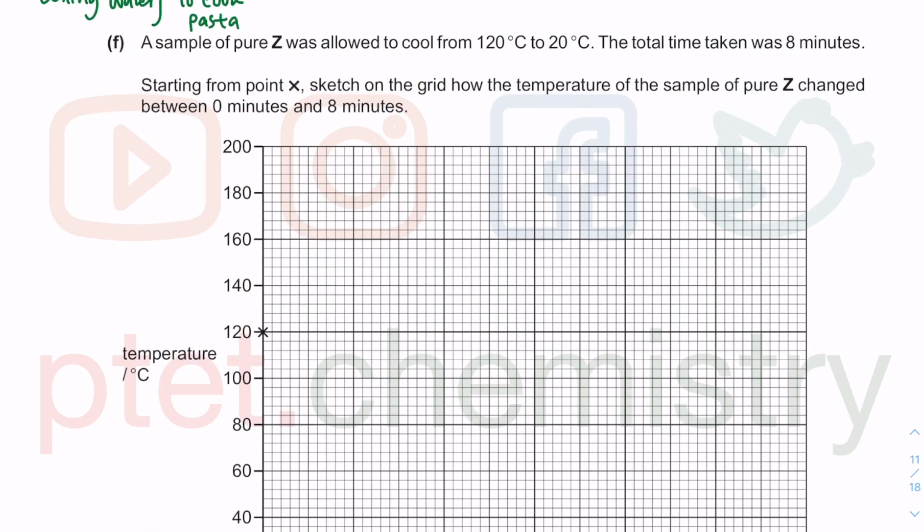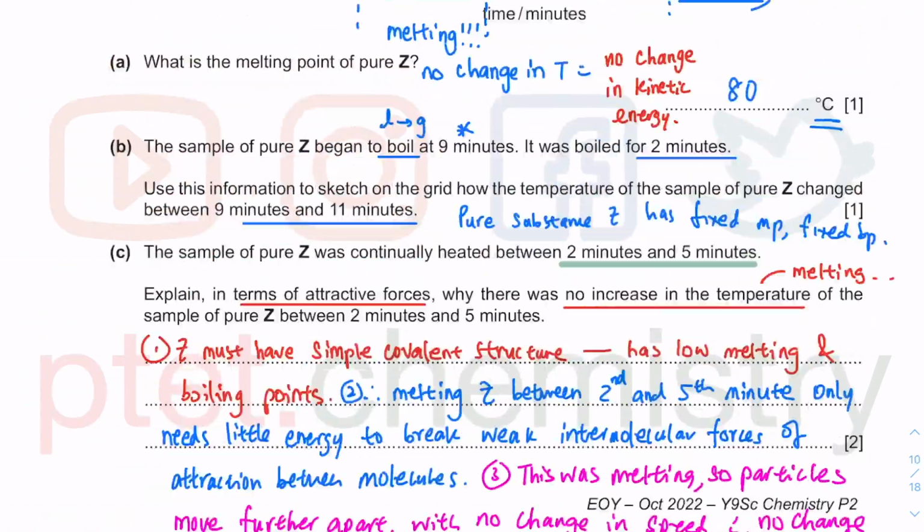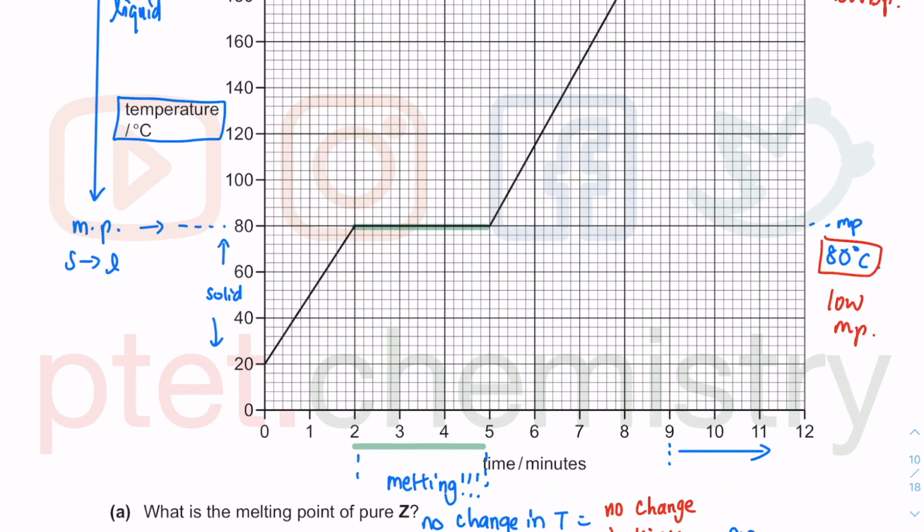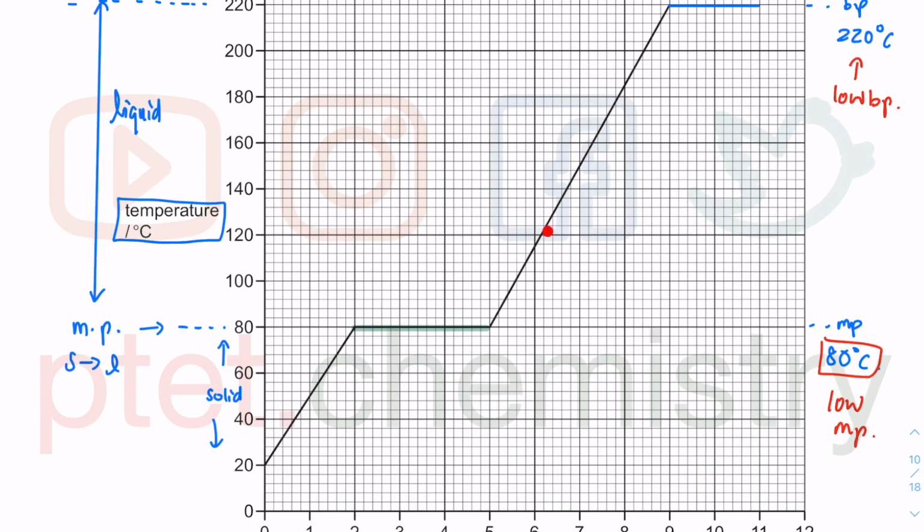So what we have in a sample of pure Z, when we allow it to cool, is kind of like the opposite to a heating curve. This is a cooling curve. And we are going to go from 120 degrees Celsius to 20 degrees Celsius. Total time taken was only 8 minutes, starting from the point X, which they have marked at 120 degrees Celsius. And we are cooling it down, so 120 degrees Celsius cooling down will be going down.